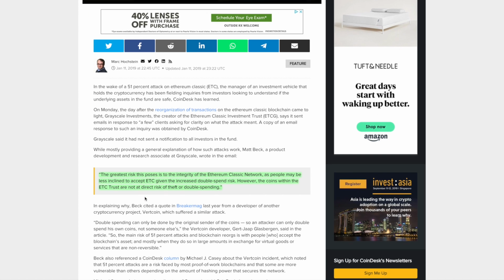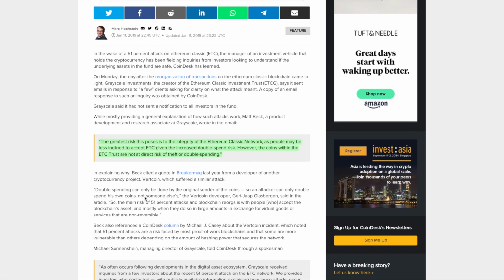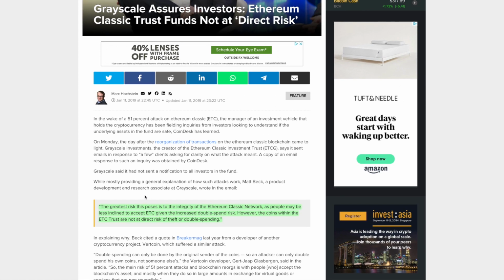I'm just trying to give you guys perspective as to what to look for with the Ethereum Classic blockchain. This was something that happened pretty recently. It was a 51% attack, and that essentially means that 51% of the hash power was controlled by a single entity or a group of entities that could potentially cause a double spend.